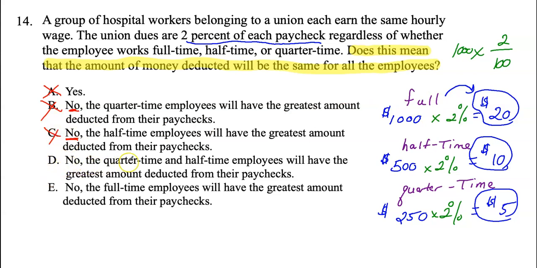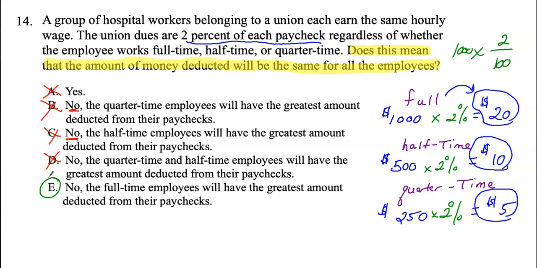Let's look at D. No, the quarter-time and half-time employees will have the greatest amount deducted from their paychecks. No. That is not true, because the quarter-time and the half-time employees, as we already said, don't have the greatest amount deducted from their paycheck. The full-time employee does. The answer has to be E. It says no, the full-time employee will have the greatest amount deducted from their paychecks. You can see that the full-time employee has the greatest amount deducted. $20 is higher than $10 or $5. So E is my answer.